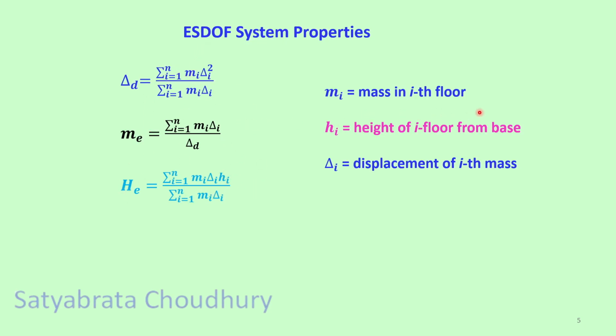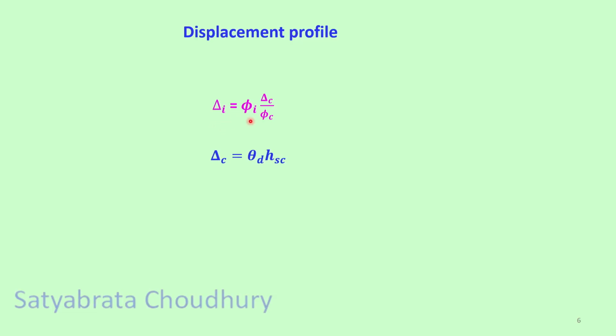Mi is mass in the ith floor, Hi is height of the ith floor from the base of the building. Delta i is displacement at the ith floor level. Delta i is given by phi i, shape coefficient, into delta C by phi C. What is delta C? The critical story displacement, given by theta D into HSC. And phi C is the shape coefficient corresponding to that critical story. What is the critical story? It is where the height of the story is largest or where the mass is largest.